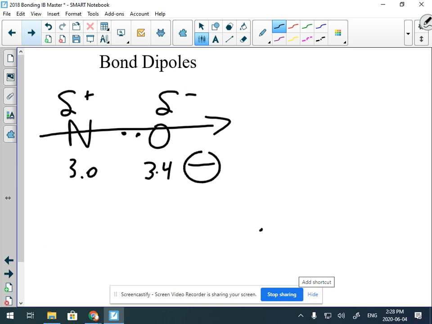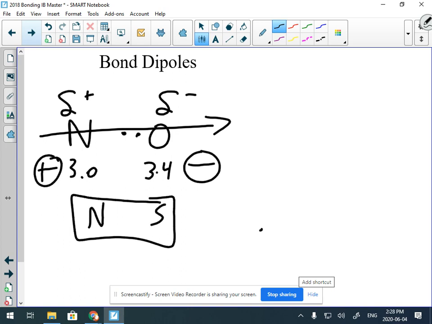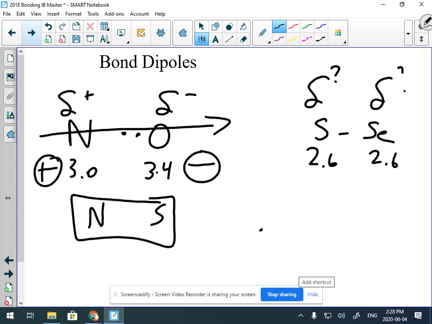You have one side which is positive and one side is negative, kind of like a bar magnet which has north and south on it. There are poles now in this bond. The greater the difference, the greater the pole difference. And when you have something that has the same electronegativity, like sulfur hooked up with selenium, they're both 2.6, you never have to worry about the sigma thing. It's equal. It's non-polar.